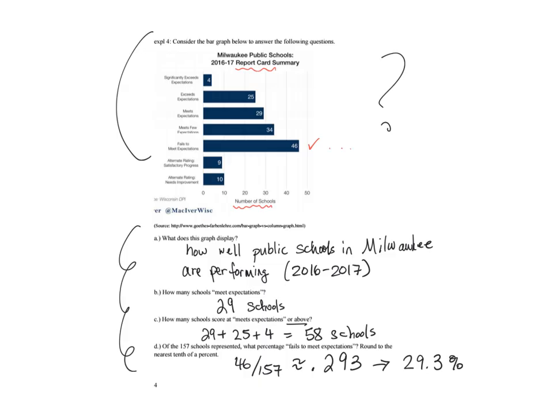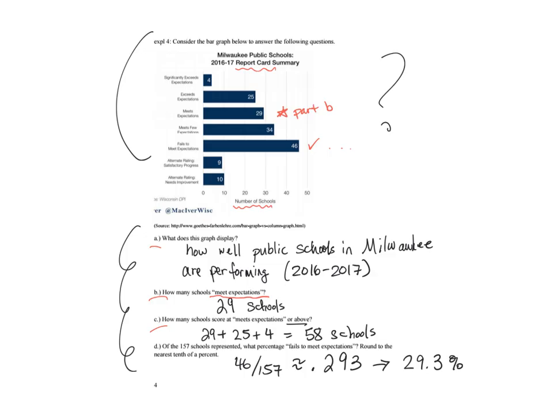Okay, so what does this graph display? Part A asks, and I just wrote how well public schools in Milwaukee are performing in 2016 to 2017. So that's pretty straightforward. And then part B, how many schools meet expectations? I am looking for the exact quote, meet expectations, and that happens to be up there, the third bar. So that is what I got there.